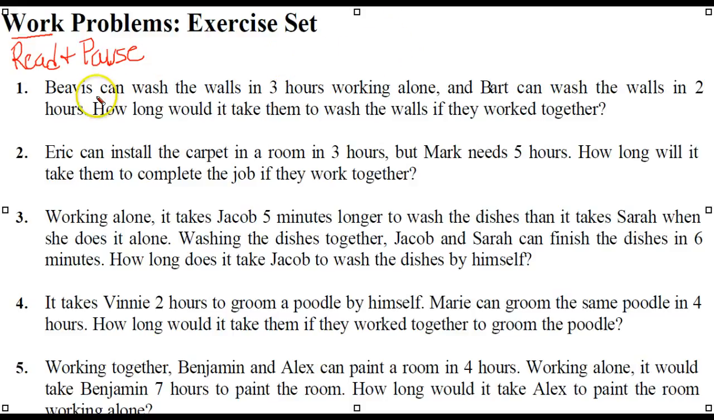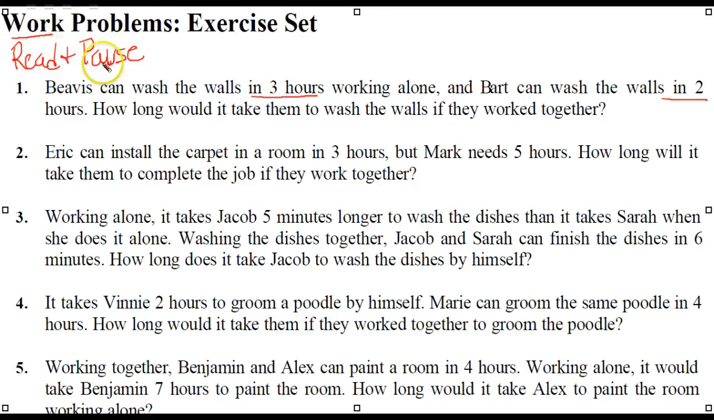as we look at the first one, it says someone can wash walls in 3 hours working alone. But if they're with someone else, let's say the other person can wash the walls in 2 hours. But if they work together, how long would it take for them to wash the walls?